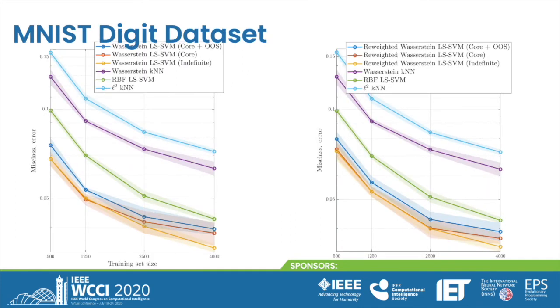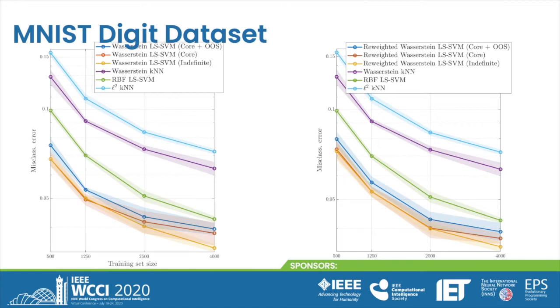As a reference for the experiments, we also computed the nearest neighbors, both with the Wasserstein and with the Euclidean distance. And as you can see, the Wasserstein method, that is the purple line, performs better than the Euclidean version of the nearest neighbors. And for kernel methods, also the Wasserstein distance seems to perform better than the Euclidean distance.